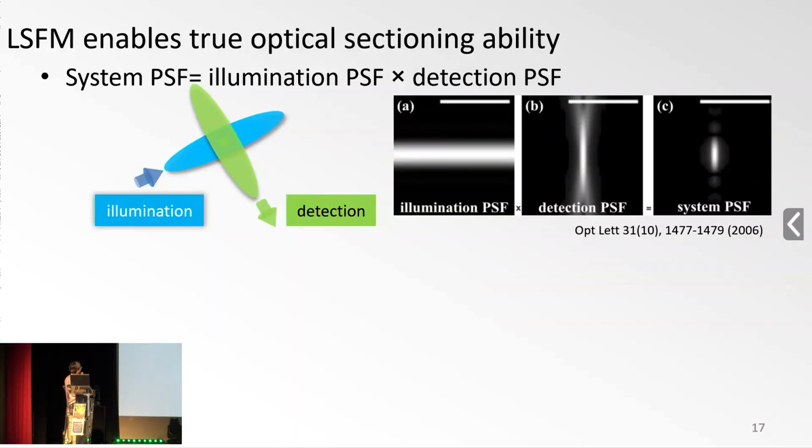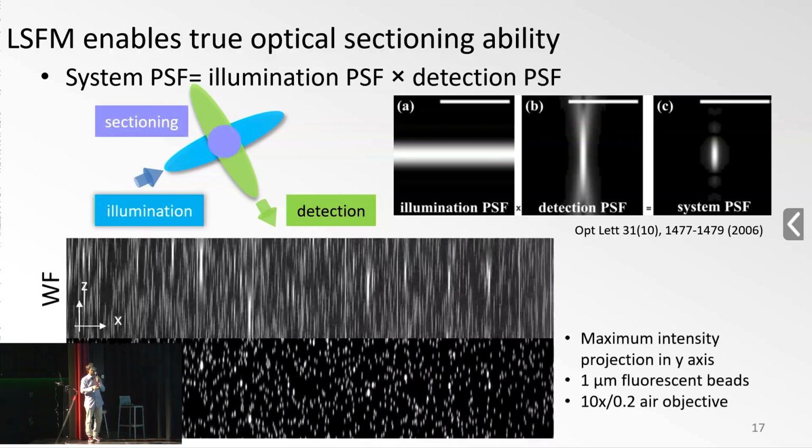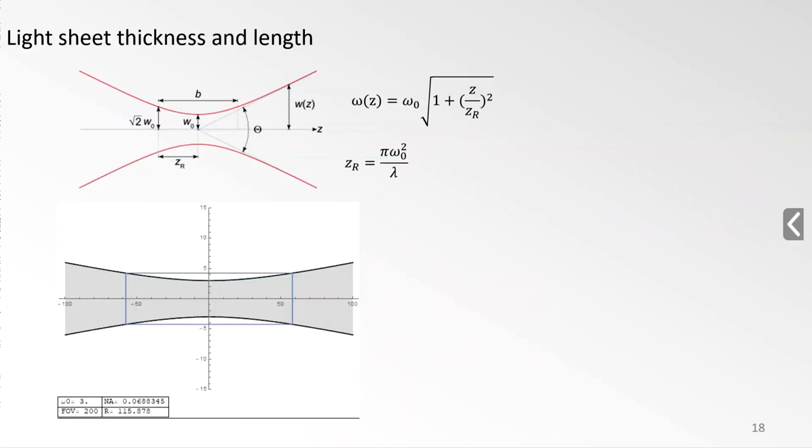And of course, we all know that the light sheet microscope has a true optical sectioning ability, because the overall point spread function, or the system point spread function, is the multiplication of the illumination point spread function and the detection point spread function. So basically, it's this area here. If you look at these 1 micrometer beads in agarose, in the Z direction, you can immediately appreciate that you can now resolve all the beads in the Z direction because of the optical sectioning ability.